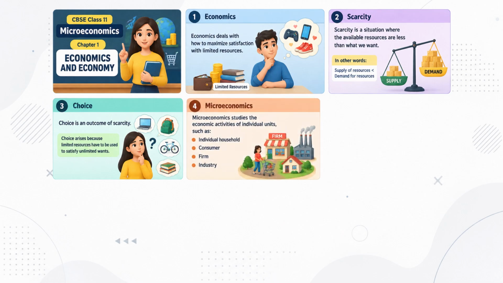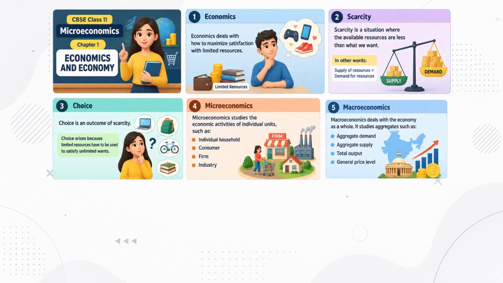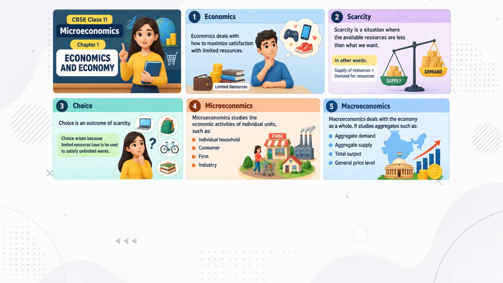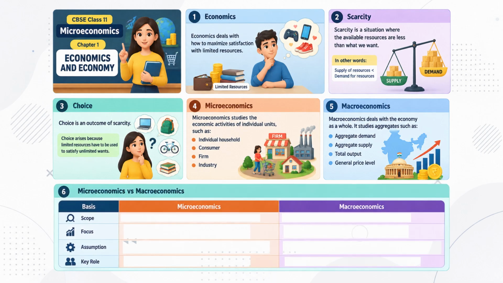Microeconomics studies the economic activities of individual units, such as an individual household, consumer, firm, or industry. Macroeconomics deals with the economy as a whole. It studies aggregates such as aggregate demand, aggregate supply, total output, and the general price level. Let us now compare microeconomics and macroeconomics.